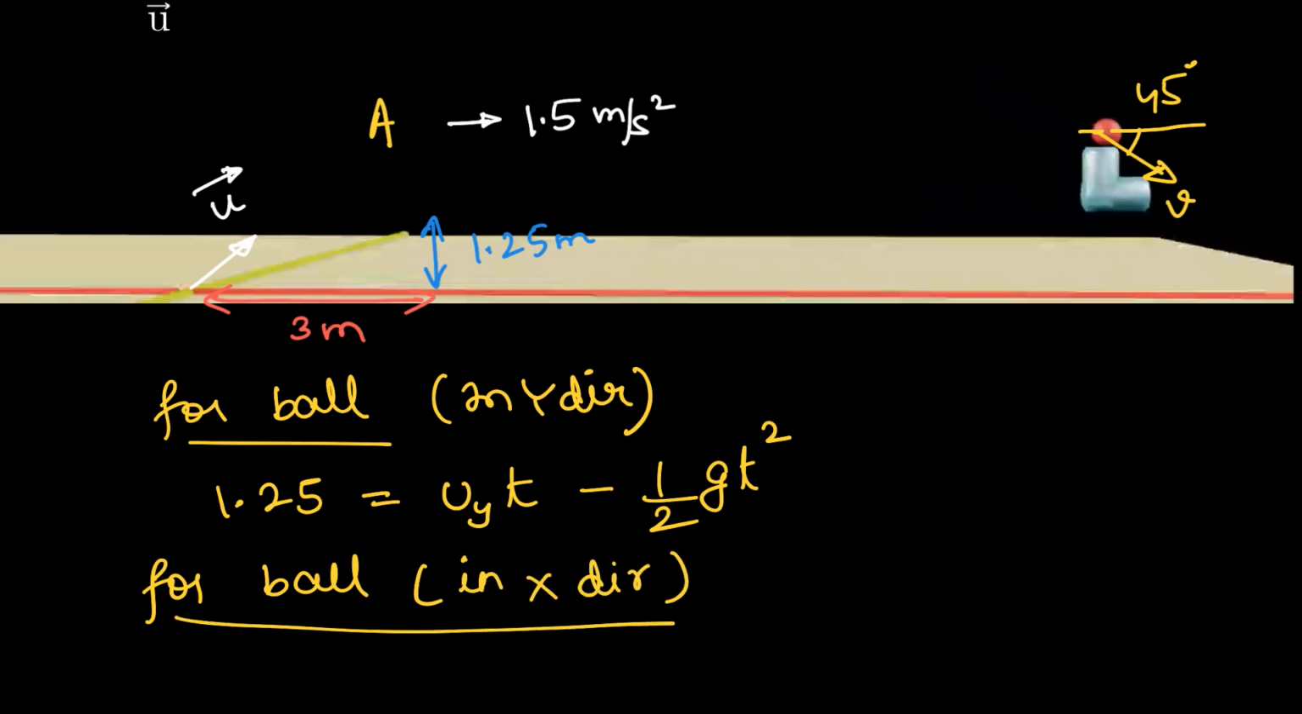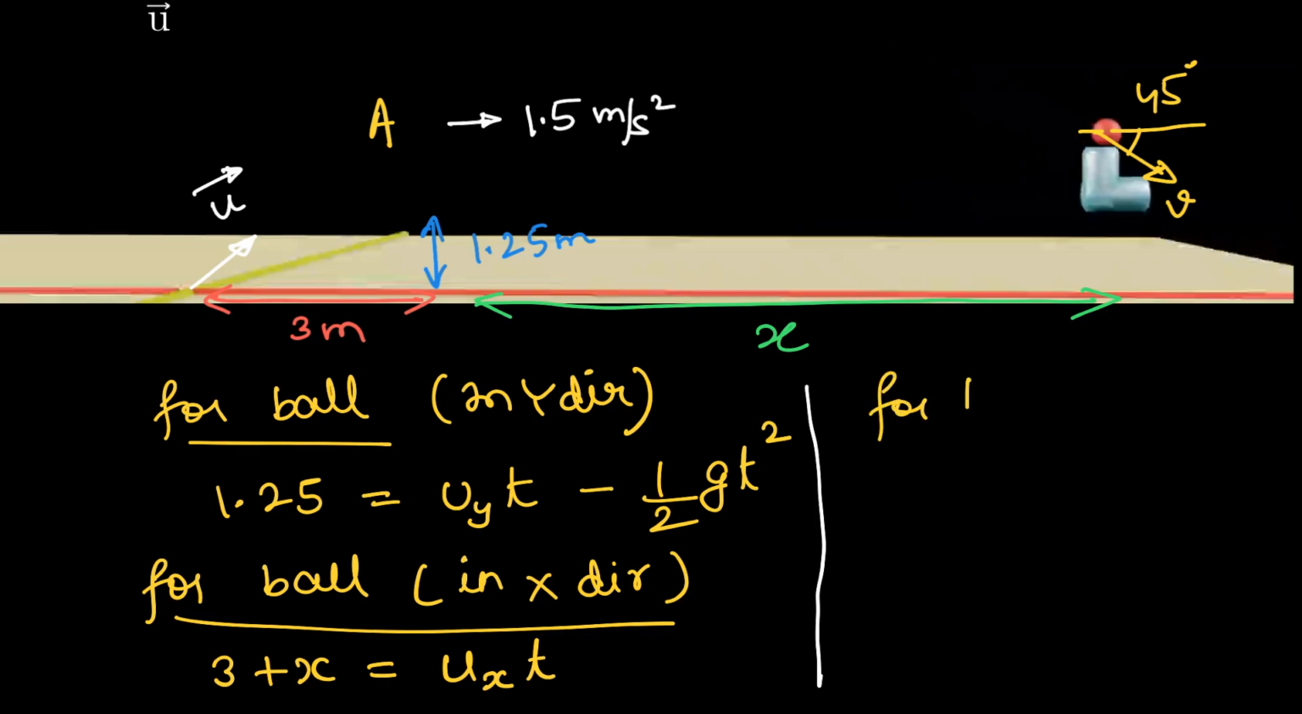Say for the ball in x direction, its displacement is 3 plus however much this plank has moved. So let us say from here to here it is some x. So this will be 3 plus x equals to ux into t. 3 plus x equal to ux into t. Let us move forward.